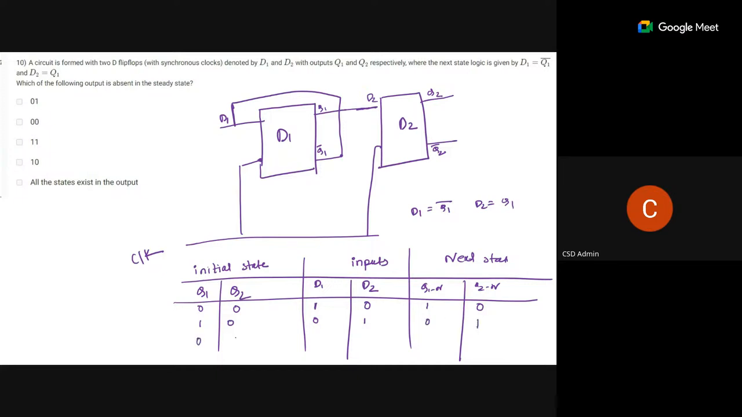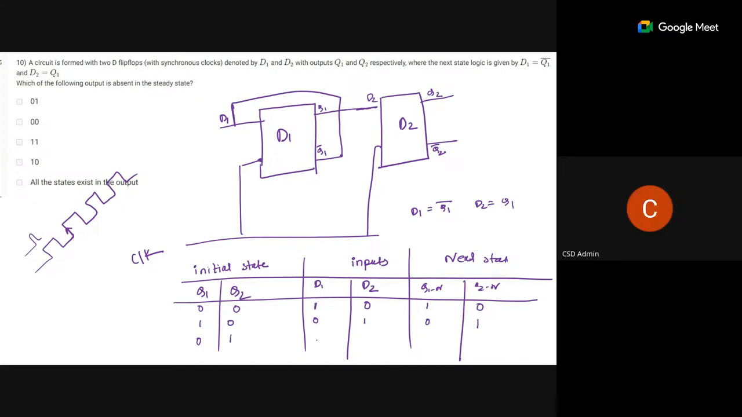Let's check 01. Afnan has raised a hand. Yeah, Afnan, what is your doubt? Yes, sir. I was just asking if the output is copied irrespective of the state of the clock, because we are always copying it. For a D flip-flop, it is copied. So the clock doesn't matter? The clock is running continuously, right? So when it goes from 0 to 1, it will be copied.